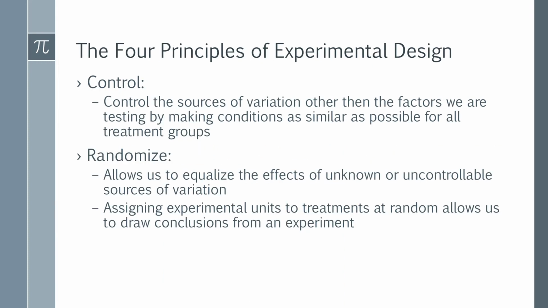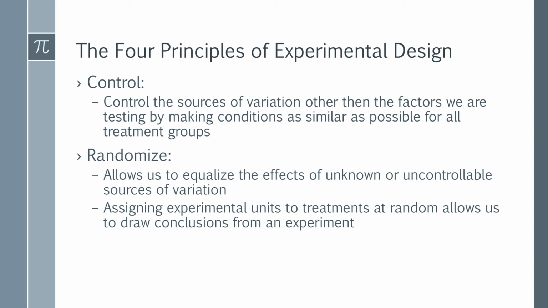So there are 4 principles of experimental design. The first is control. So control the sources of variation other than the factors we are testing by making conditions as similar as possible for all treatment groups.